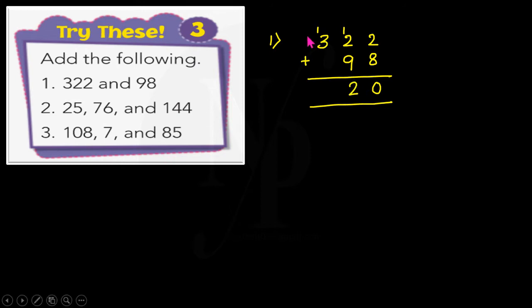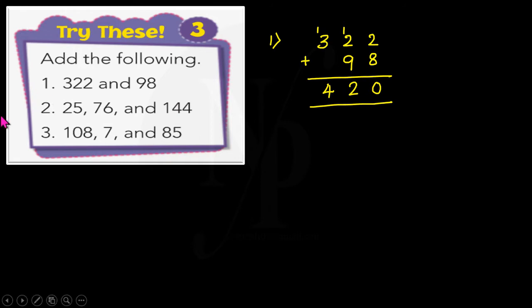So now we add the digits in hundreds column, that is 1 hundred plus 300 is 400. So I write 4 in hundreds place. 420 is the sum of 322 and 98. Now let us look at the second question here. 25, 76 and 144. So we have to add these 3 numbers.